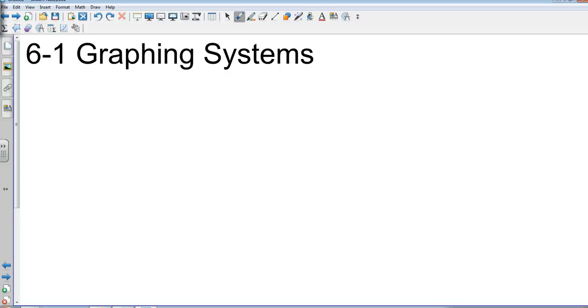All right, Algebra 1, Chapter 6, Section 1. We're going to be graphing systems today. A system is just more than one equation. Think of your car as a system, your classes as a system. You have a little bitty part that makes the whole work.